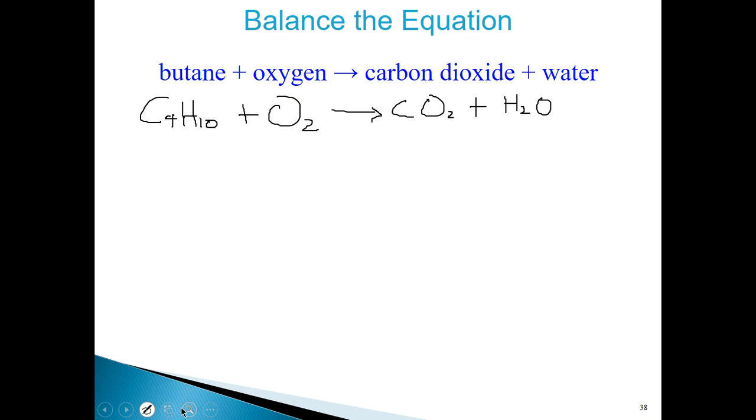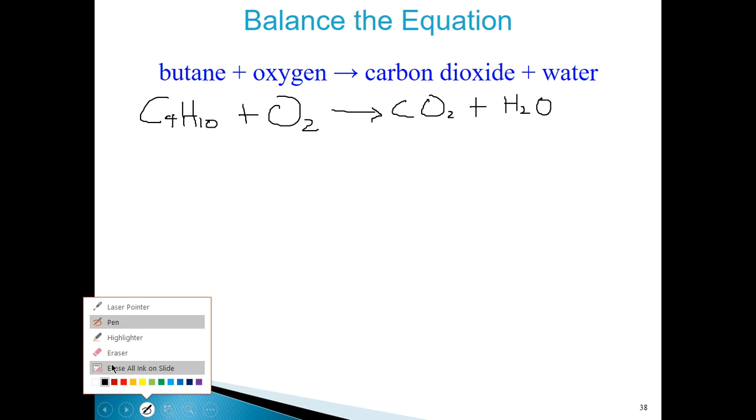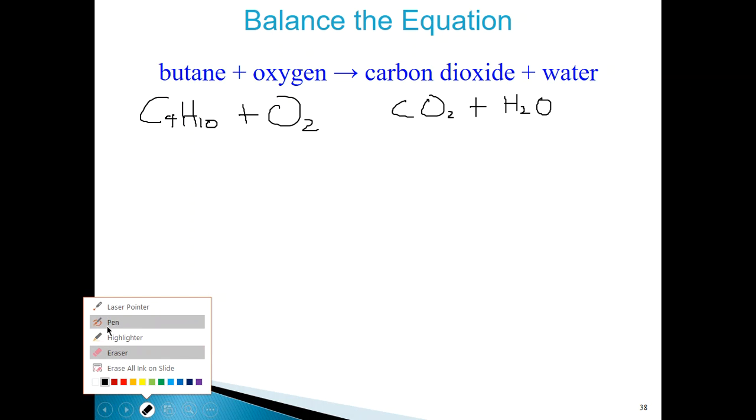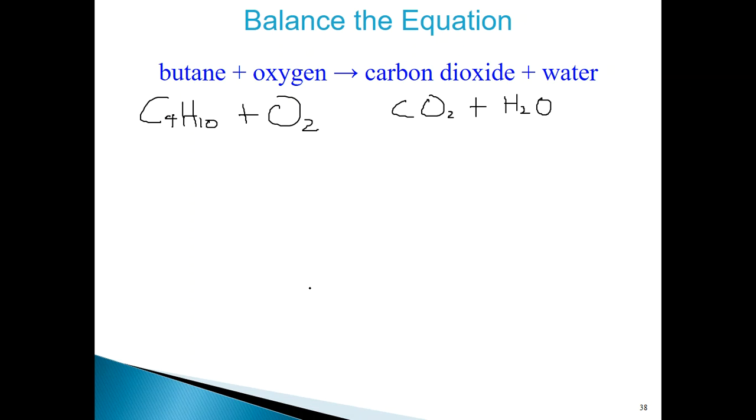Let me create some space here. Let me get the eraser and erase part of this, make the arrow shorter so that I can place a number in front of the CO2. So, okay, that's the unbalanced equation here.